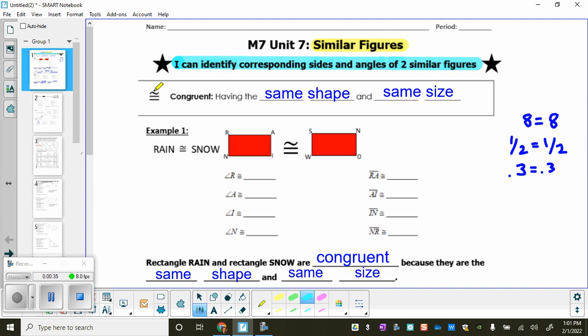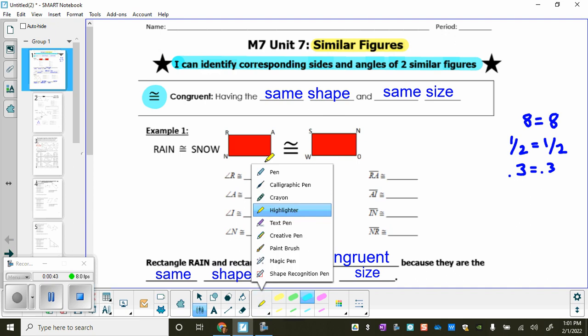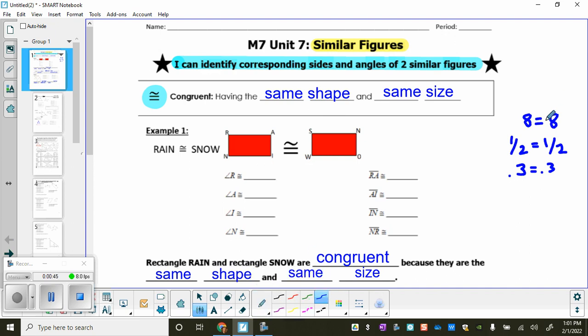Now for this first symbol right here, this is actually the symbol that we use when things are equal in geometry. Now when I'm talking about equal, I want to point out here off to the side that we have seen this symbol before, and that just means the same. You could say that 8 equals 8. It works for a fraction. You could say a half equals a half. It works for decimals, like 0.3 equals 0.3. So we use this symbol in the world of math when things are equal.